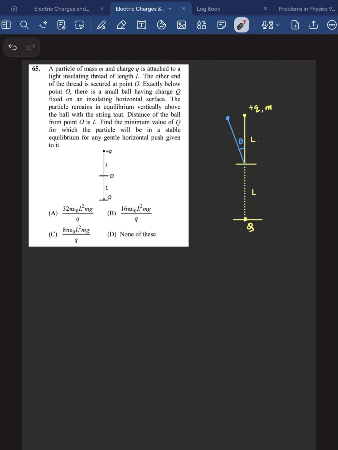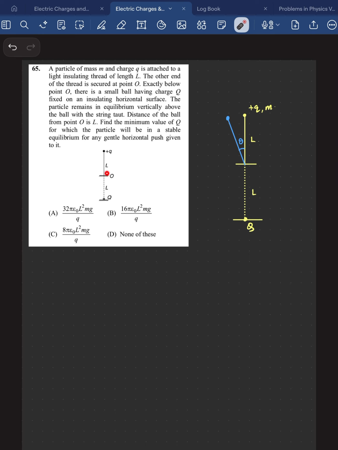Hey guys. So in this question, you have a particle of mass m and charge q attached to a light insulating thread of length L. The other end of the thread is secured at point O. So you have this particle attached to this thread which is secured at this point. Exactly below this point O, you have a small ball having charge capital Q, which is fixed on this horizontal surface. The particle remains in equilibrium vertically with the string being taut.